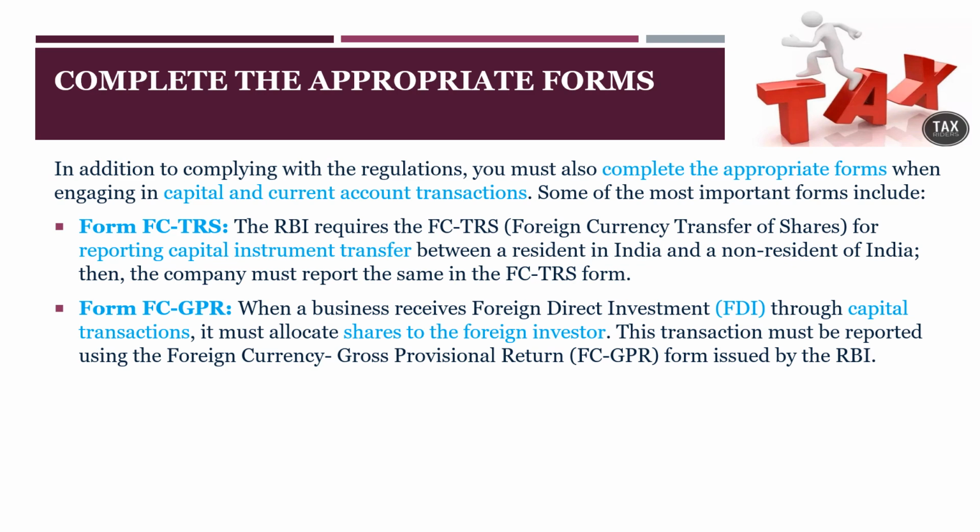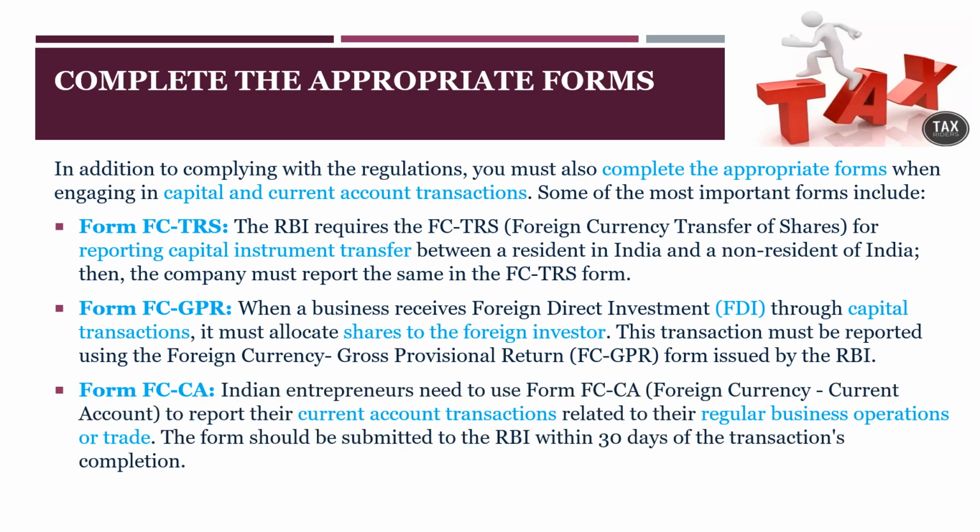FC-GPR, which is called foreign currency gross provisional return, is to be filed to RBI once the shares are allotted to the foreign investor. FCCA, as the name suggests, is the foreign currency current account form, which needs to be filed in case of any current transactions which are part of regular business operations, and this should be filed within 30 days once the transaction is completed.